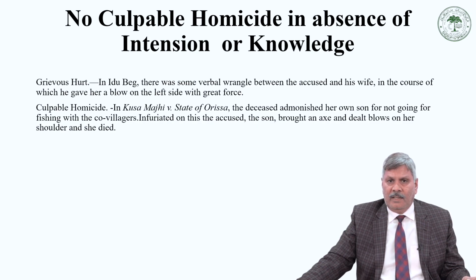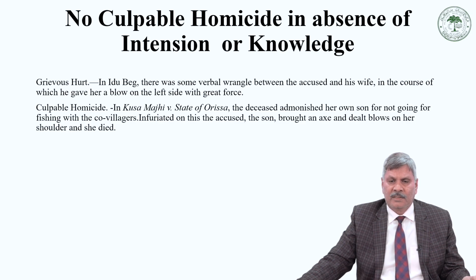A hits B on his chest, who is a patient of tuberculosis of the lung, and he dies as a consequence of the injury, which was otherwise ordinary. In this case, the injury caused by A to B was an ordinary one. It was not of the nature likely to cause death of B, but he died because he was a patient of tuberculosis.